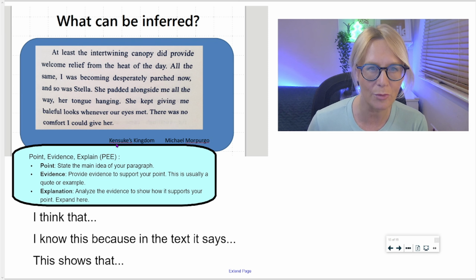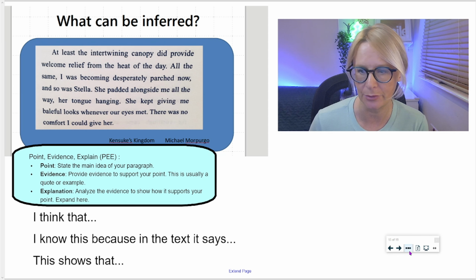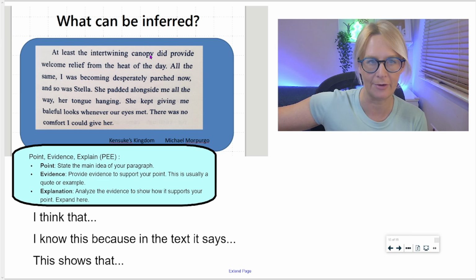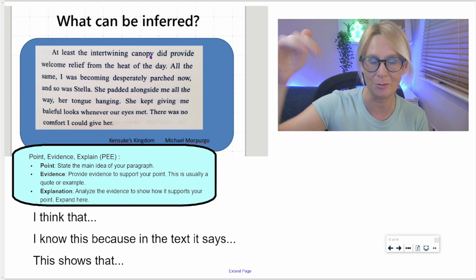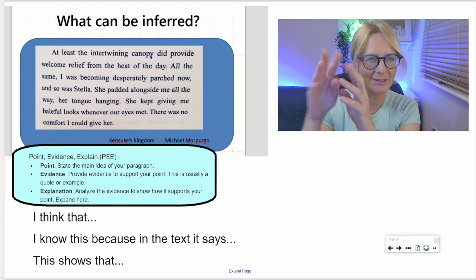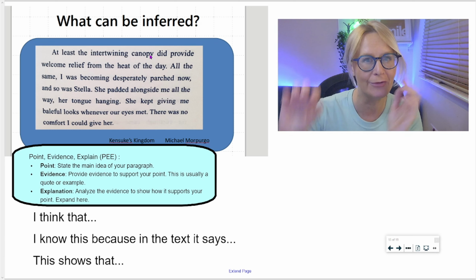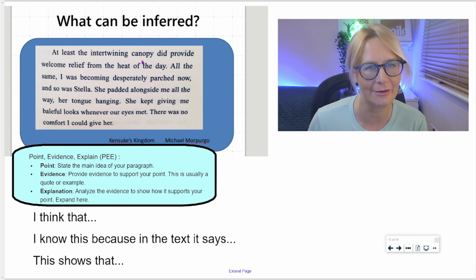So some of you might recognise that. That is from Kensuke's Kingdom by Michael Morpurgo. Okay, so what can we infer from this then? What is the word choice that's been used? So we've got this canopy here. Canopy is a very specific word. It's used for that kind of top layer of the rainforest. Intertwining would be like the vines and the branches and the leaves all mixing into one another, as it does to form the roof area of the rainforest. So it's providing a welcome relief from the heat of the day.